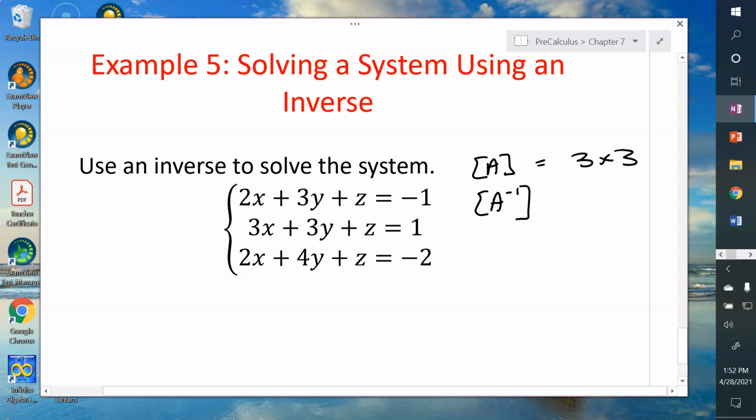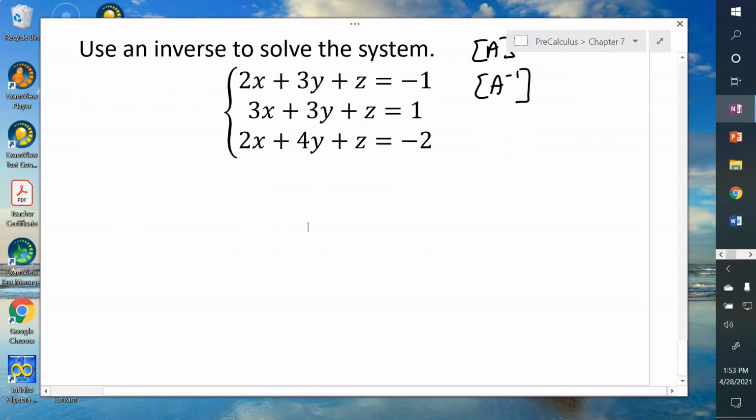The equations in here, these ones in the middle, those are all going to go into matrix A, and we're going to invert those. We're then going to have another matrix for our variables, x, y, and z. And then we're going to have a matrix on the other side. So this is going to be an equation, and it's going to be -1, 1, and 2. Let's go ahead and write these matrices.